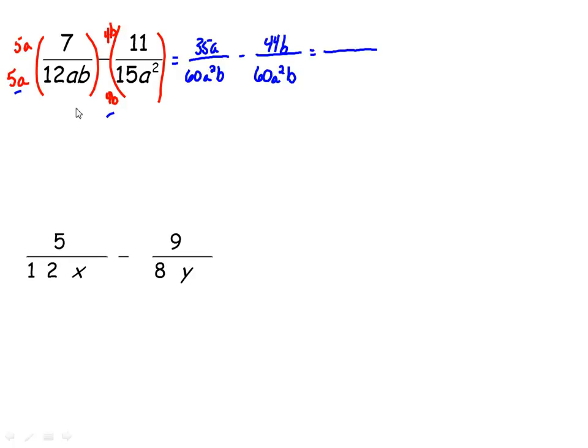Let's make one fraction over that common denominator. To combine the numerators, you're going to combine like terms. Do we have any? No. So we're just going to write descending order 35A minus 44B.